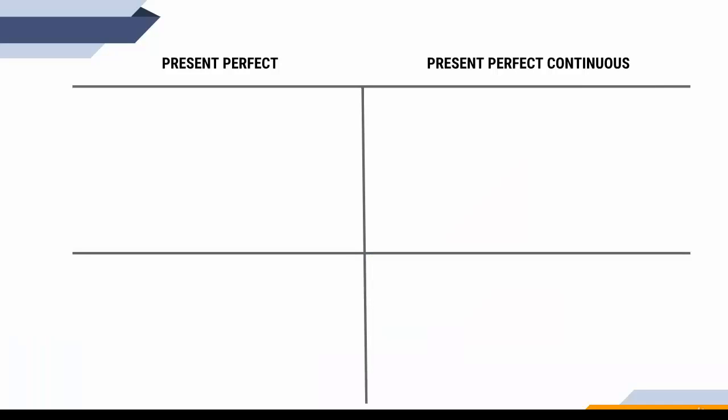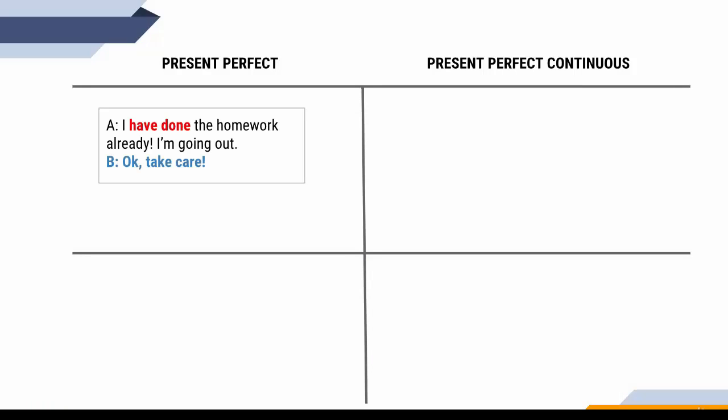Several things you need to consider. Let's start with the examples and you understand the differences. I have done the homework already. I'm going out. Okay, take care. I have done the homework, which means that the action is finished. At some moment you have already done it, and the result is in the present. Here the result is important, that the homework now is done.